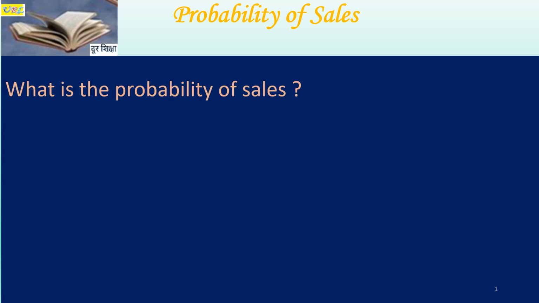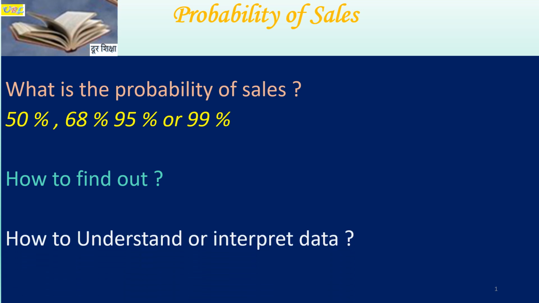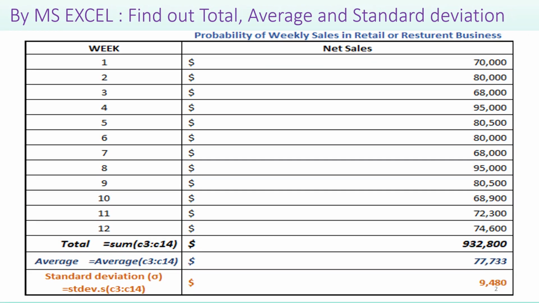What is the probability of sales? Is that 50%, 68%, 95% or 99%? How to find it out? How to understand or interpret the data? We will be using Microsoft Excel.